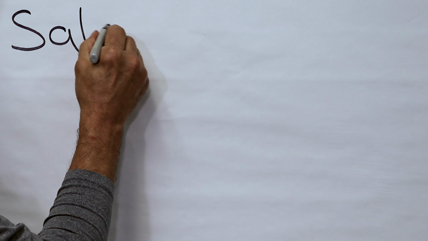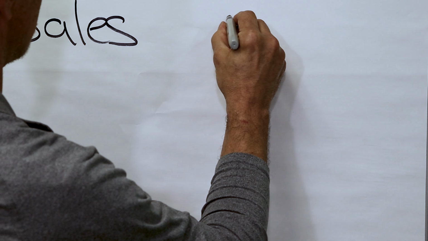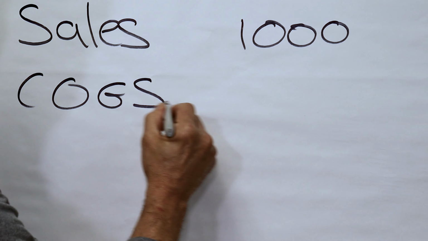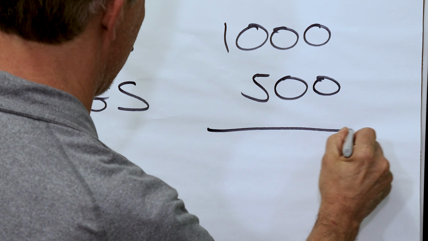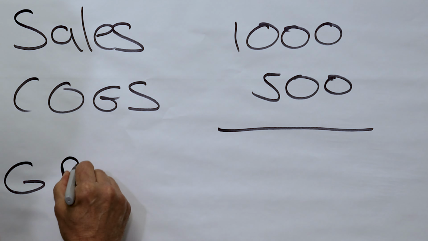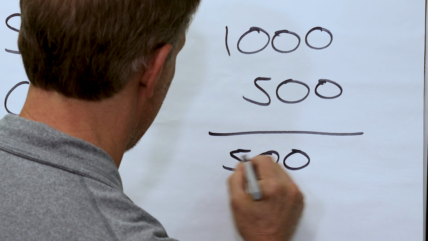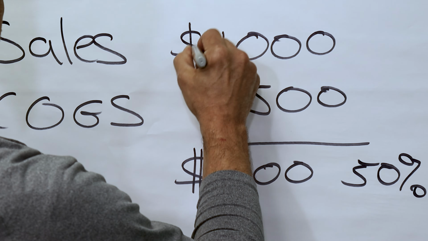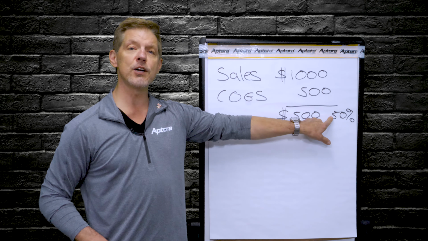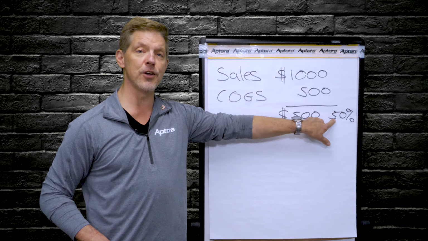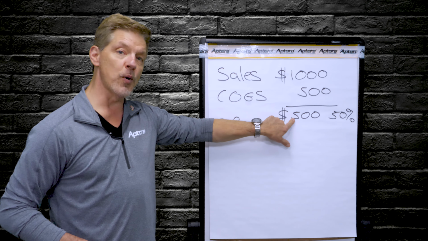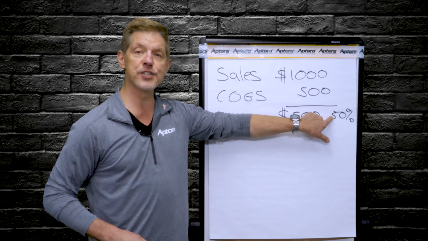Let's make sure we understand some of the basic terms. We have sales or revenue. Let's say it's $1,000. Cost of goods sold, $500. What's our gross profit? $500. Our gross profit margin? 50%. Now, 50% gross profit margin might sound good, but it may or may not be. You pay your overhead with gross profit dollars, not percent.